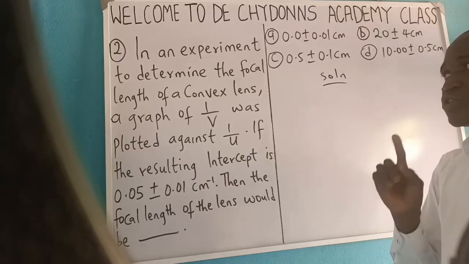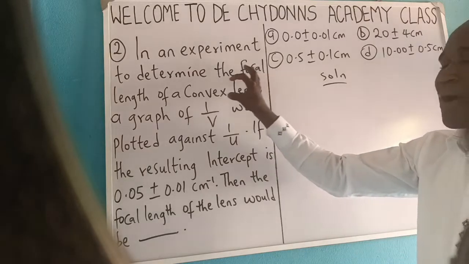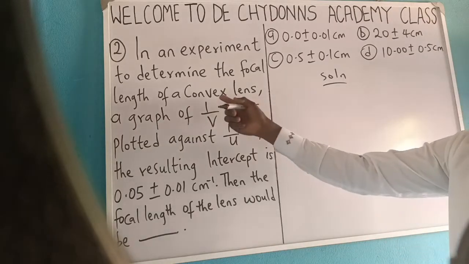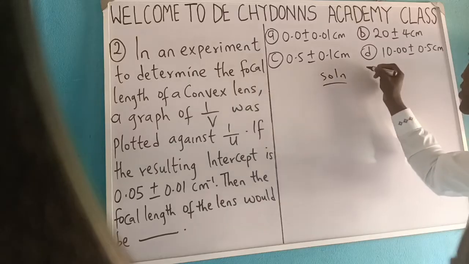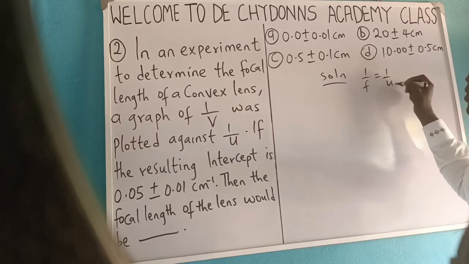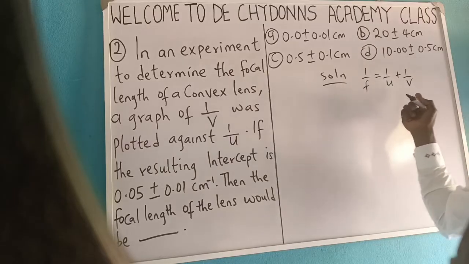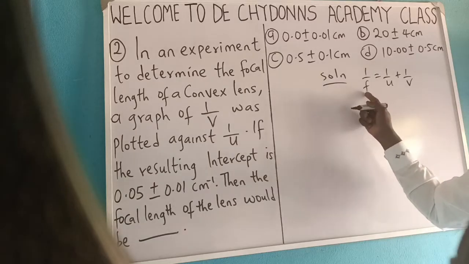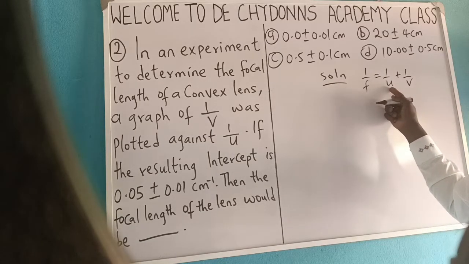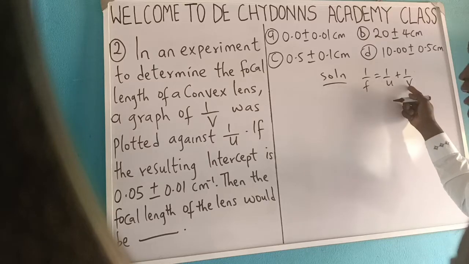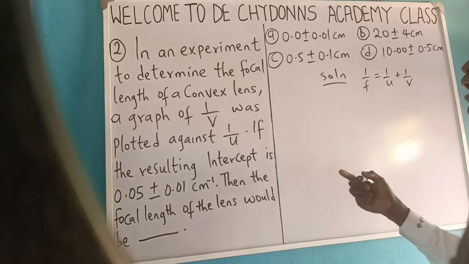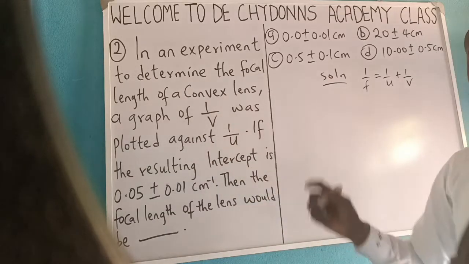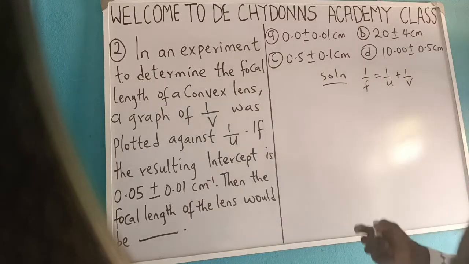First of all, ask yourself, what do I know about the convex lens? You will prove with me that since we are talking about a convex lens experiment, this formula still remains intact. Recall this formula: 1 over f equals 1 over u plus 1 over v, where f is the focal length, u is the object distance, and v is the image distance. Now, what happens when one plots a graph of 1 over v against 1 over u?